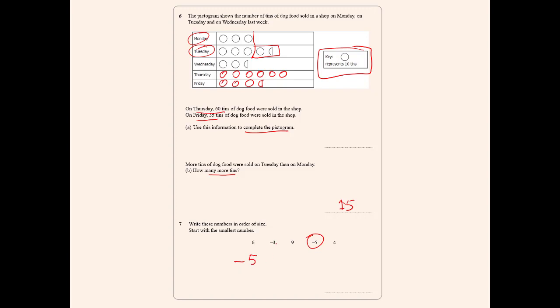Then we have -3, then 4, then 6, and then 9. Oops, I wrote 9 there, but it would be 6 first, and then 9. And once you're happy with your answer, write your answer on the dotted line. So -5, -3, 4, 6, 9.